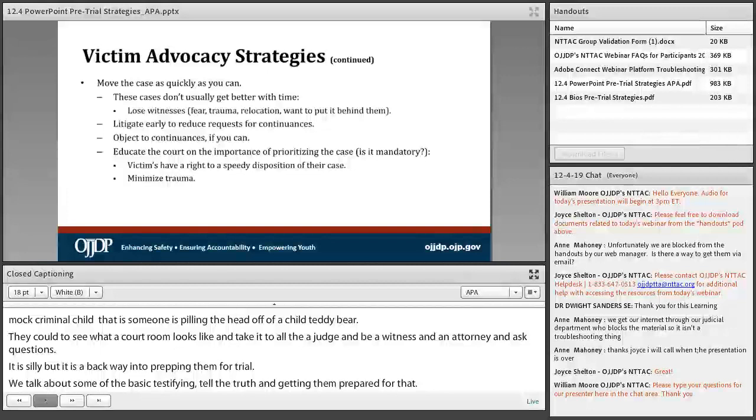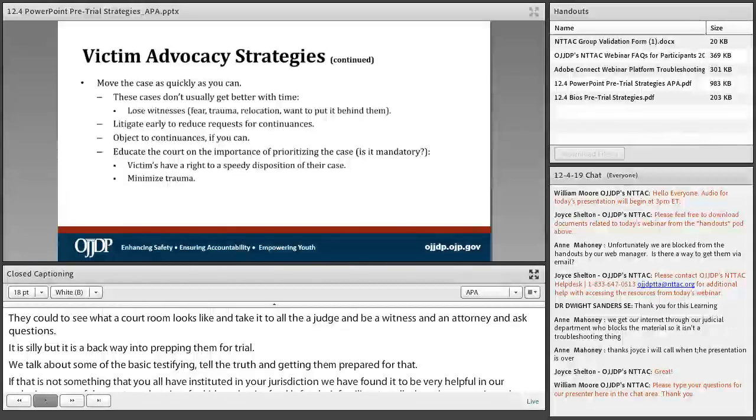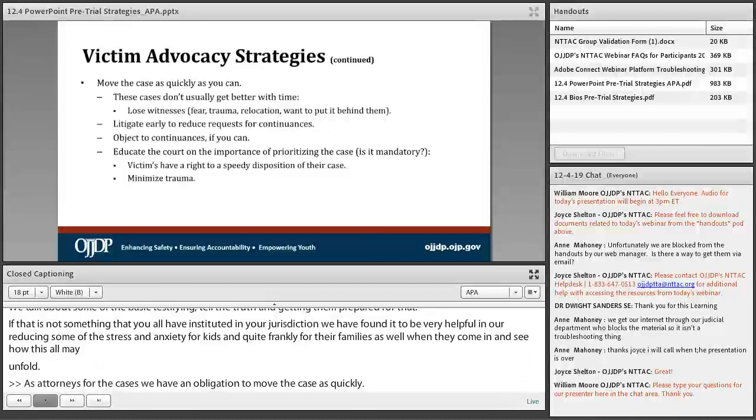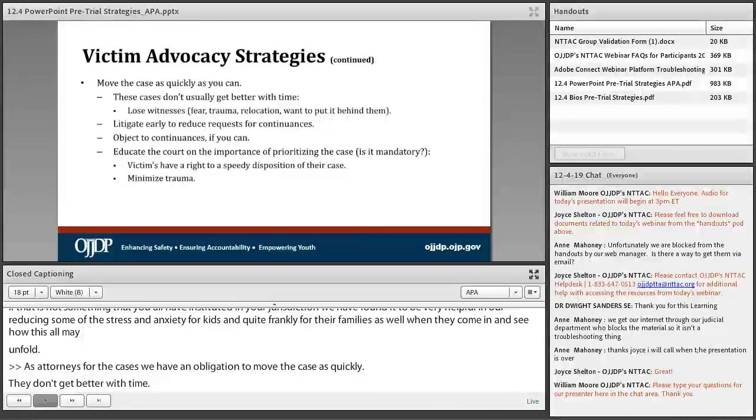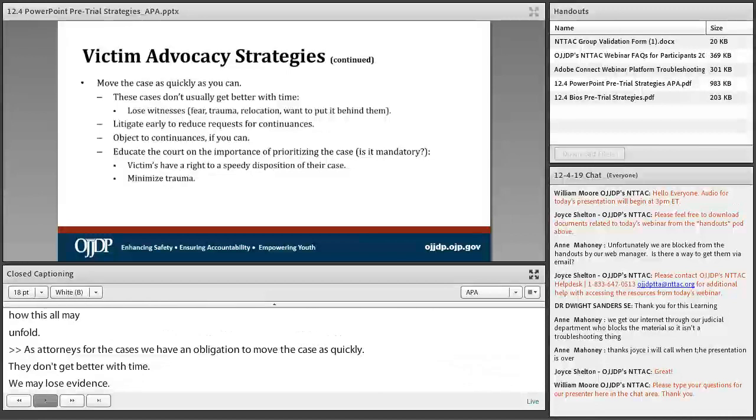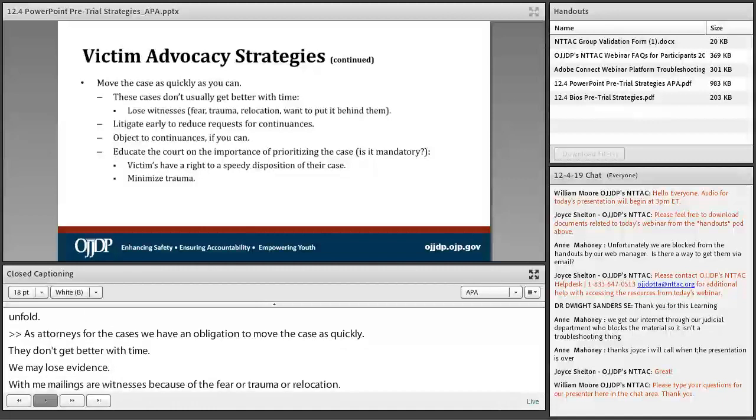As attorneys for these cases, we have an obligation to move these cases quickly. They don't get better with time. We may lose evidence. We may lose our witnesses because of the fear or trauma or relocation. So minimizing the amount of continuances, litigating early to minimize the amount of continuances, trying to object if you can to continuances to keep things moving is in the best interest of you and your victim.